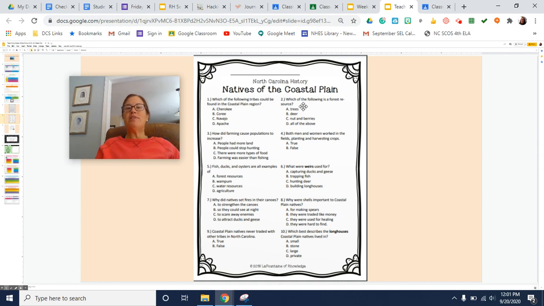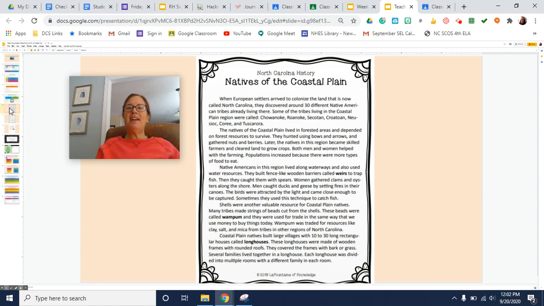So you have 4 choices. Ooh, look at letter D. Trees, deer, nuts and berries, all of the above. That means you like A, B, and C. Please go back to the text and look up what is found in the forest. This is in paragraph 2. See, it's indented over here. I need you to pause now and look up your answer.